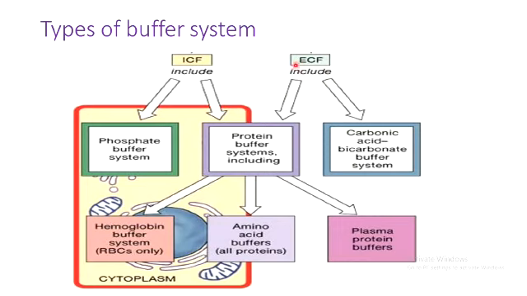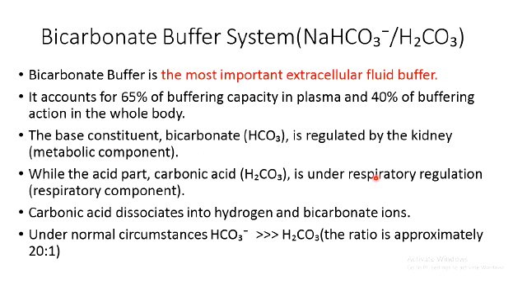So the extracellular fluid contains two types of buffer systems. One is a protein buffer system containing plasma proteins and other amino acids, and the other one is the carbonic acid bicarbonate buffer system, which is the major extracellular fluid buffer system. And now we will discuss them one by one.